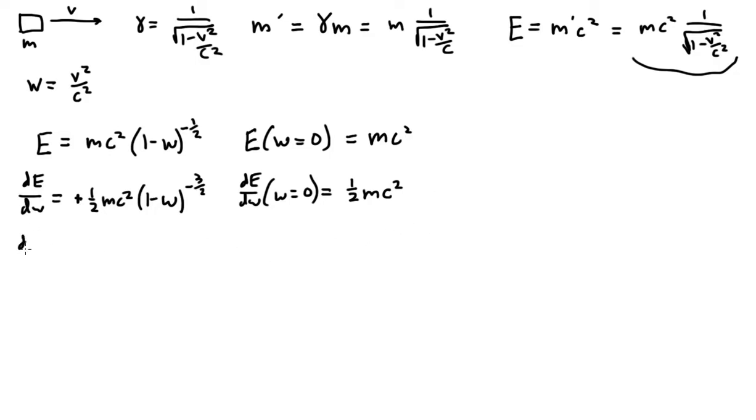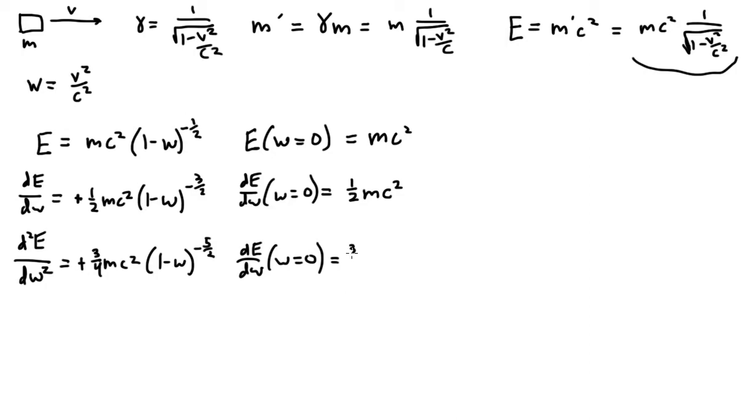Okay, great. Now I'm going to do one more term, d squared E over dw squared, because this goes infinitely, and you're going to get a negative 3/4. So the negative 3/2 times this 1/2 gets you negative 3/4 mc squared times 1 minus w to the negative 5/2. But then again, since this dw, or this thing in parentheses, is negative 1, we get the positive sign there. So now dE dw at w equals 0 is going to be 3/4 mc squared.